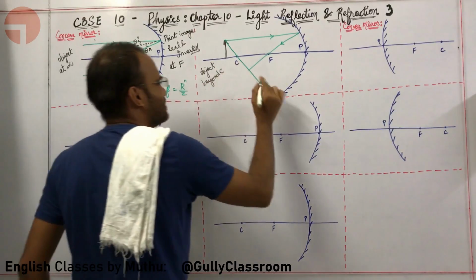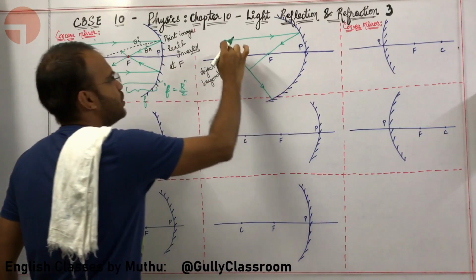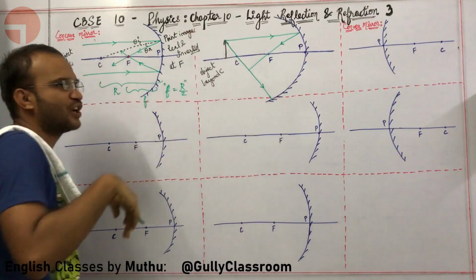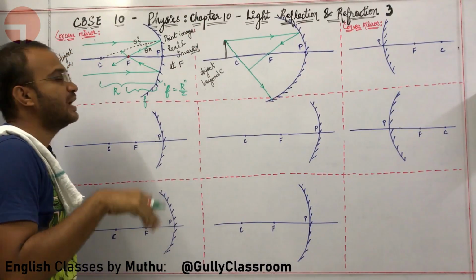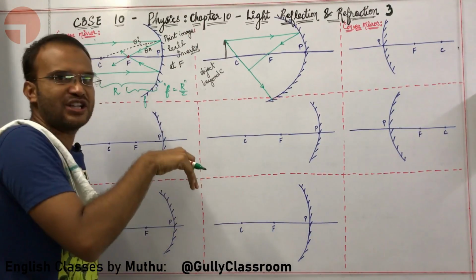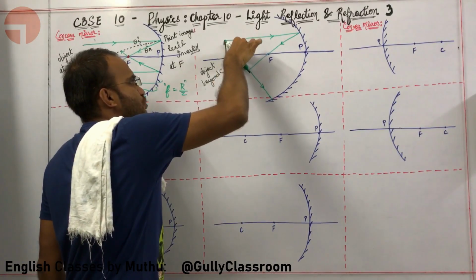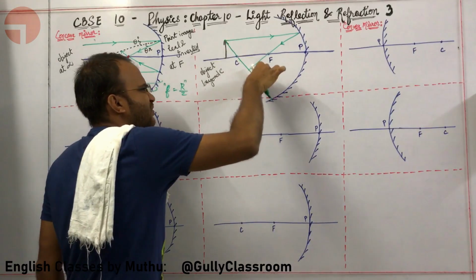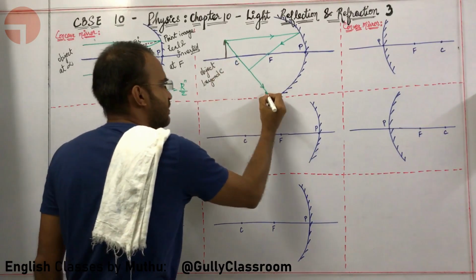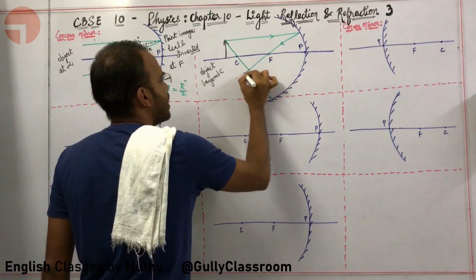A light ray passing through C is going to be passing through the path of the normal. If a light ray is passing through the path of the normal, it is reflected along the same path. A light ray passing through C, through the path of the normal, will be reflected along the same path. So it will once more go along the same path.